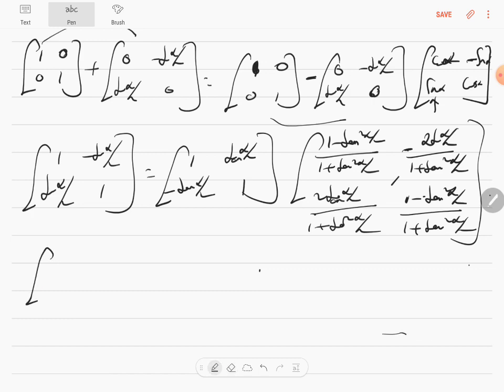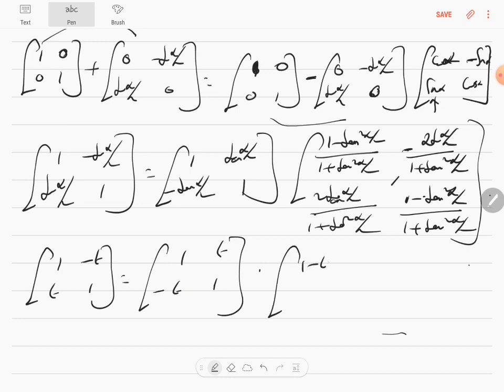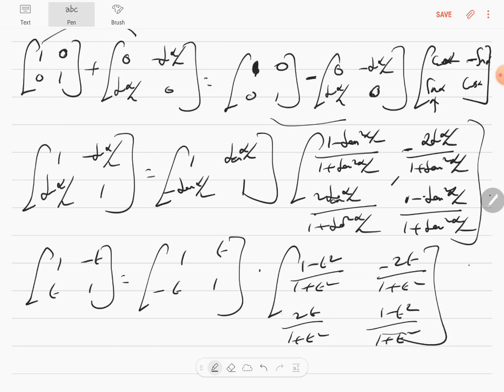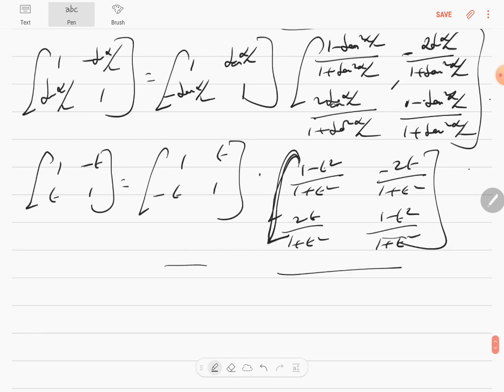To make it easier, [1, minus t; t, 1] is equal to [1, t; minus t, 1]. And here it is 1 minus t square by 1 plus t square, minus 2t by 1 plus t square, 2t by 1 plus t square, and 1 minus t square by 1 plus t square. Now we have to do matrix multiplication. These two matrices need to be multiplied.